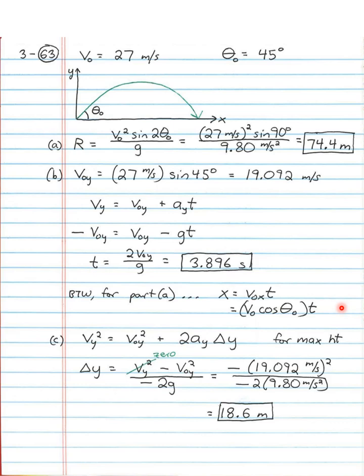Now, part C says, what is its maximum height? How high does this go? So we're going to think about the vertical direction. And just in the vertical direction, vy squared equals v naught y squared plus 2 acceleration in the y direction times delta y. And we want to solve for delta y when it's at its maximum height. So here I've solved for delta y. And the first term in the numerator, vy squared, well, at its maximum height, the y component of its velocity is 0. So that goes away. We're left with minus v naught y squared over negative 2g. Plug in those values, and we get 18.6 meters.